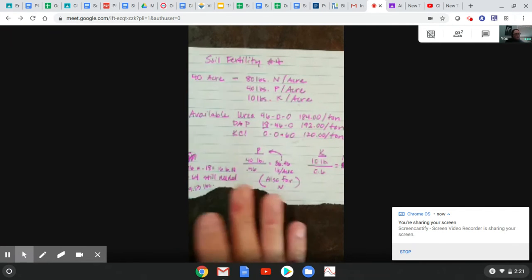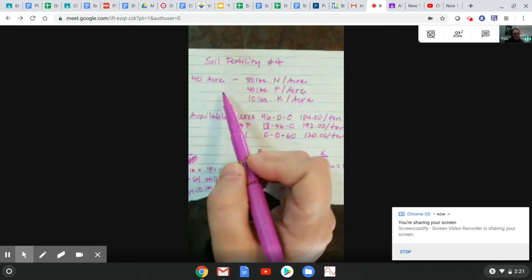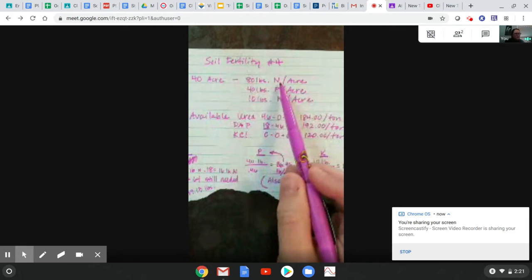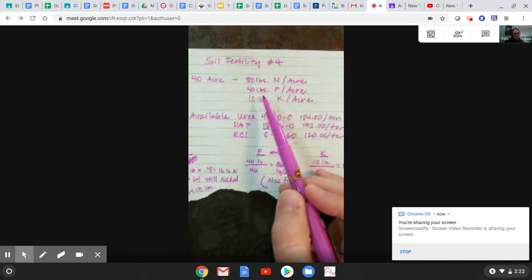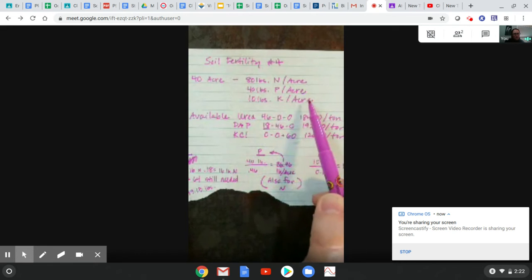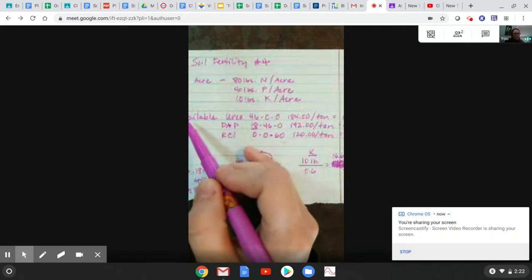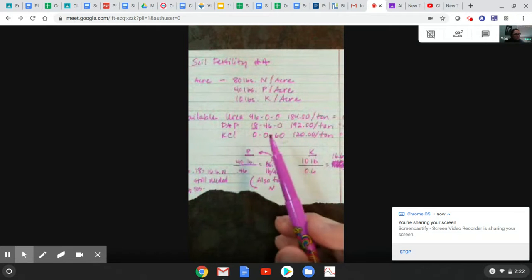So it tells me in the problem that I have a 40-acre field. And in this 40-acre field, I need 80 pounds of nitrogen per acre. I need 40 pounds of phosphorus per acre, and I need 10 pounds of potassium per acre. It also tells me what's available.